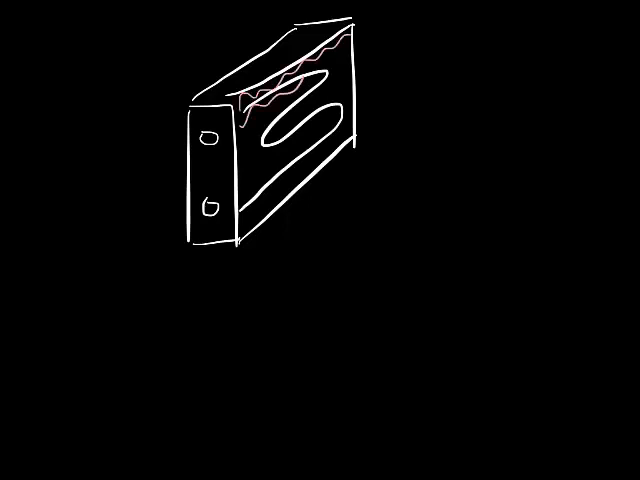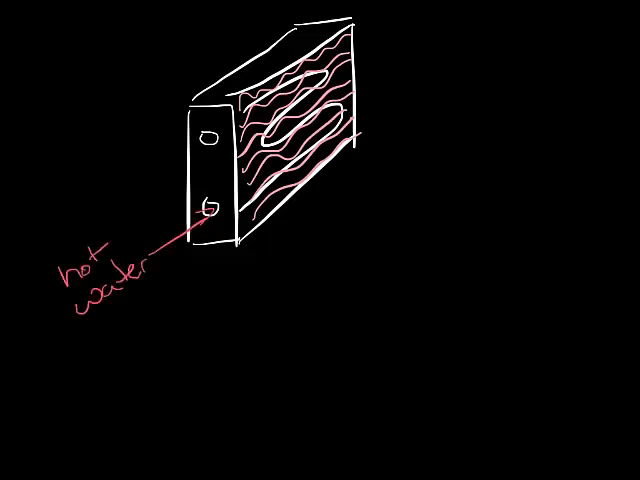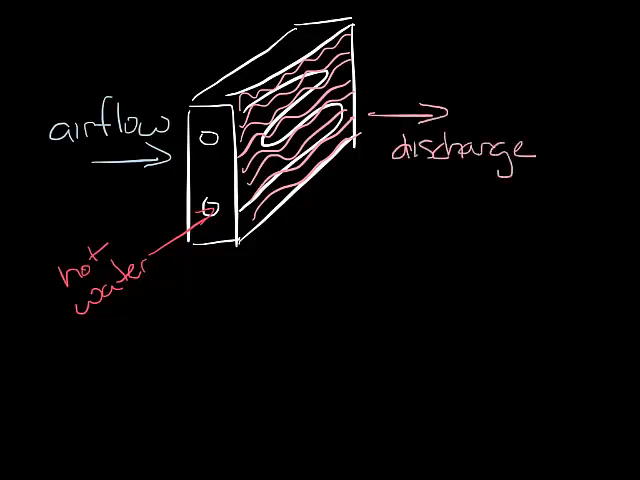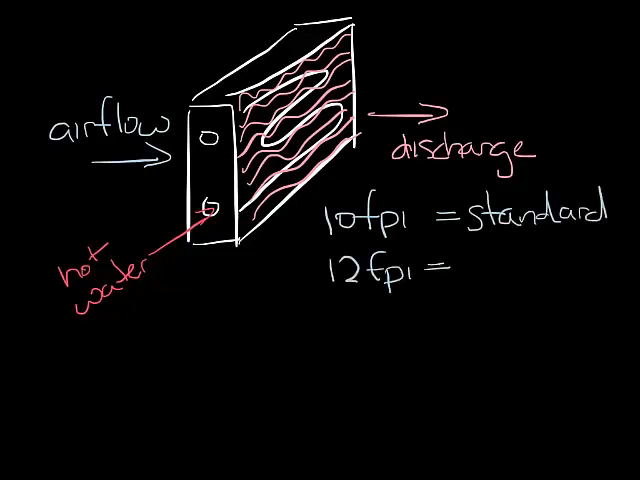Hot water coils consist of tubes that pass through metal fins mounted in a housing. So it looks something like this. When hot water flows through the tubes, they transfer heat to the fins, and as the supply air passes through the water coil, the fins transfer the heat to the air. Standard hot water coils have 10 fins per inch, but you can also get high capacity coils that are 12 fins per inch.